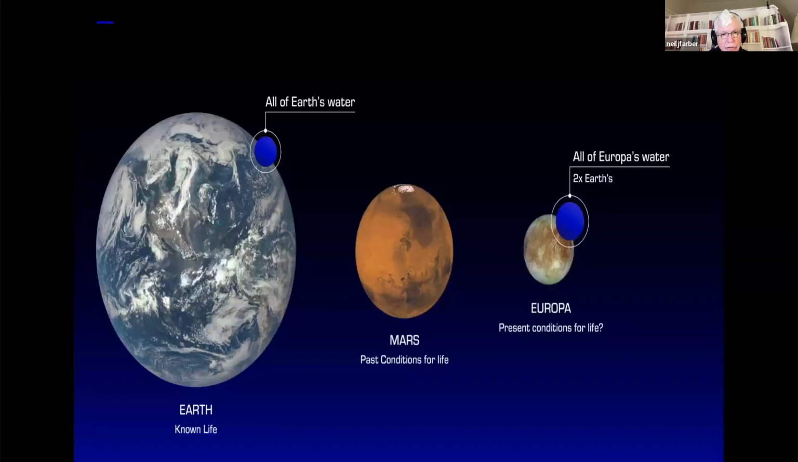And if you look at Earth, Earth is not a water world, it's a rocky world. All of Earth's ocean water consists of that little sphere that is off to the upper right on the planet Earth. Whereas Europa, it's almost half the size of the planet. So it truly is an ocean world in this case.